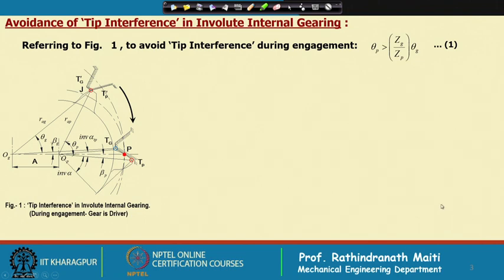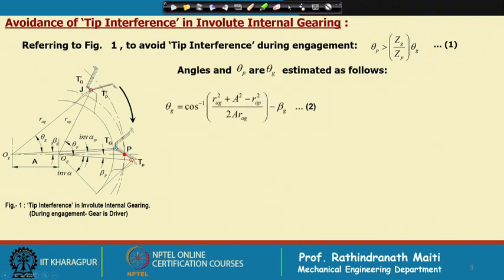So, the condition is that if we look into this geometry, with reference to the pitch point, then theta p. What is theta p? Theta p is the angle from the pitch point to the point of intersection J, the spread of J and TG with respect to the center of the pinion. That means you can clearly see what is theta p. That theta p must be greater than Zg by Zp into theta g.